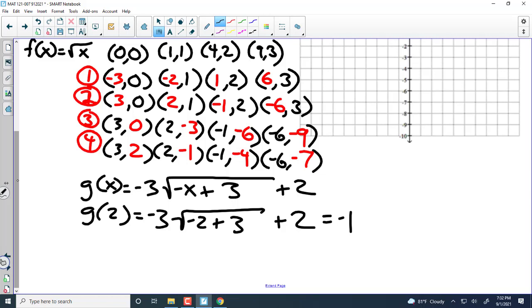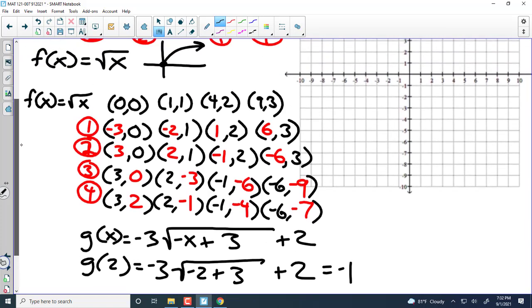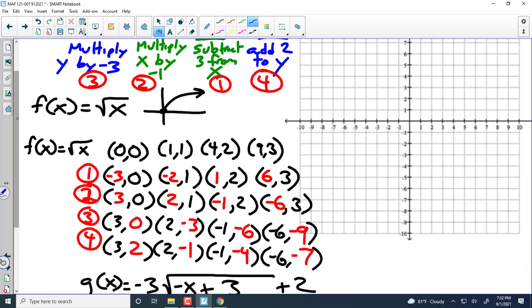Also remember, your graph should not drastically change shape. This should not suddenly become the absolute value graph. This is a square root graph. It will still be a square root graph. It will just be a transformed one. So 3, 2, 2, -1, -1, -4. Good. Almost blew the whole thing.